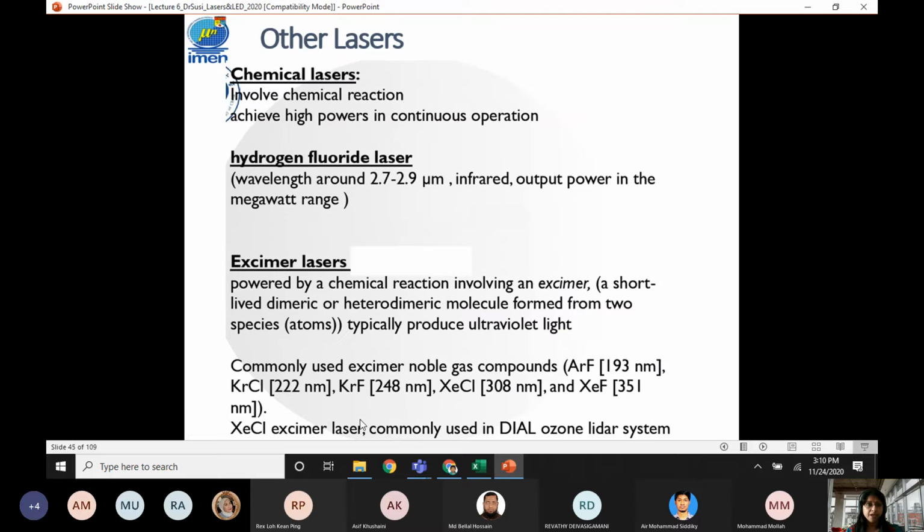Okay, other types of lasers include the chemical laser. It involves a chemical reaction. It also can achieve high power in continuous operation. Hydrogen fluoride laser is more for infrared and the output power is in megawatts. Excimer laser is powered by a chemical reaction and involves an excimer. An excimer is actually a short-lived dimeric or heterodimeric molecule formed from two species. It typically produces ultraviolet light. These are some excimer noble gas compounds, argon fluoride and so forth.